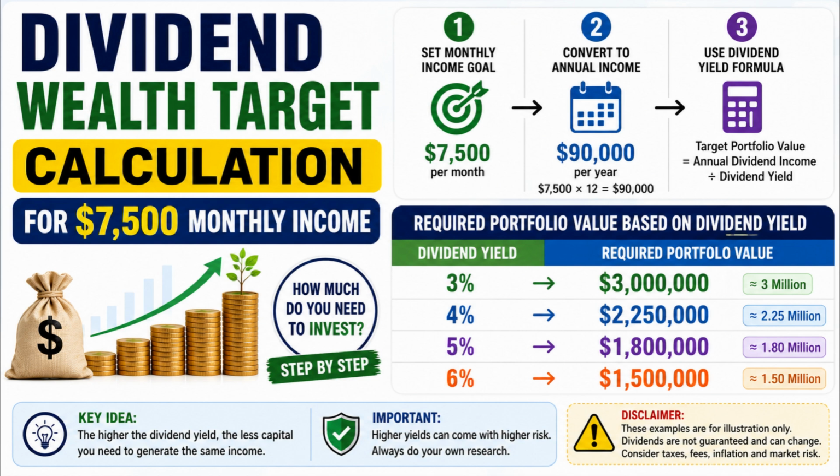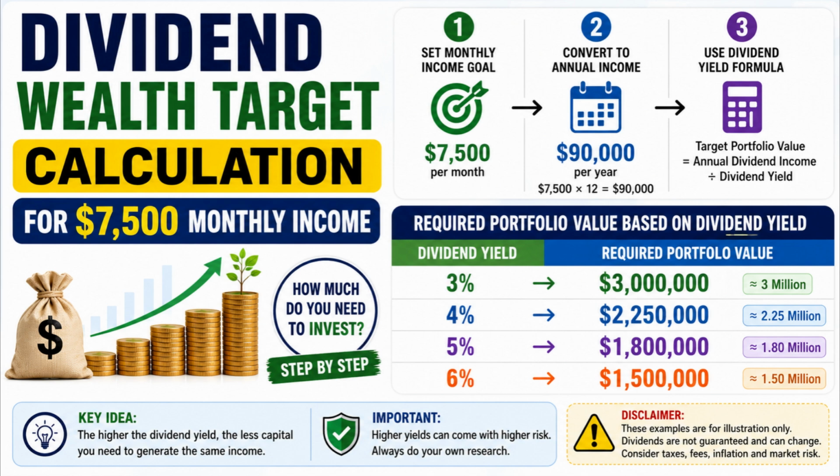However, it is also important to remember that higher yields may come with higher risk. In some cases, a company offering a very high dividend yield may not be as stable as a company offering a lower but more reliable yield. On the other hand, lower yield investments may require a bigger portfolio, but they are often associated with stronger and more established businesses. Therefore, investors should not focus only on yield. Instead, they should also think about safety, consistency, dividend history, and overall financial strength.